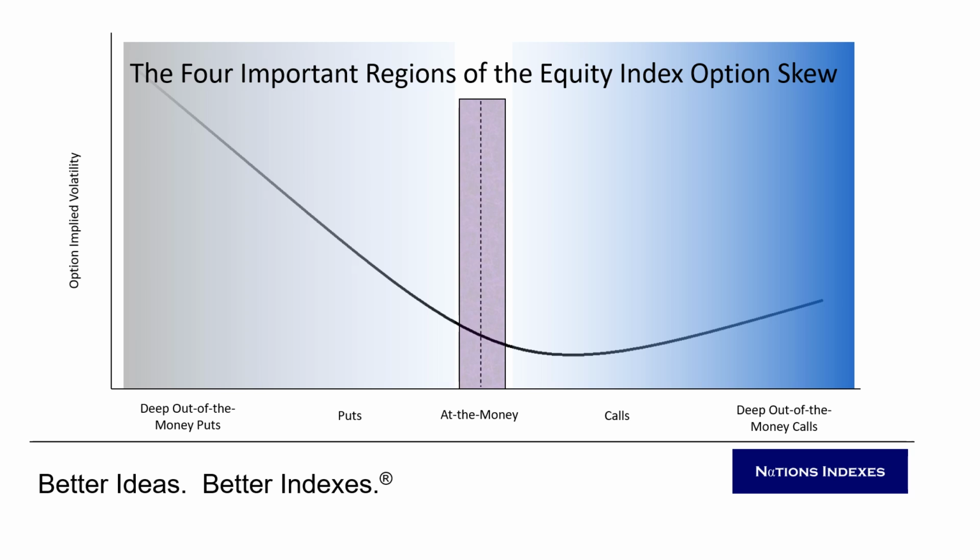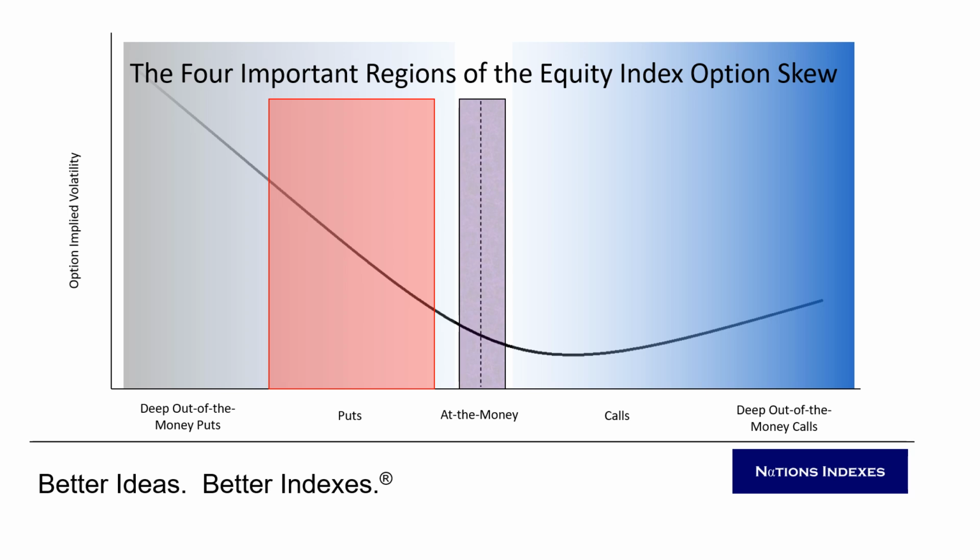The second region is out-of-the-money puts, which are those puts with strike prices which are below but not too far below the current price of the underlying asset or index. These are the options that traders might use to express bearish sentiment, or that an investor might use to hedge downside exposure. Nations PutDex measures the normalized cost of these options.